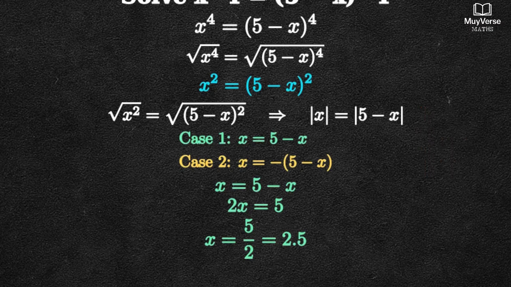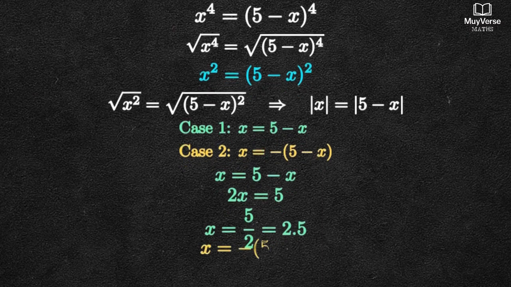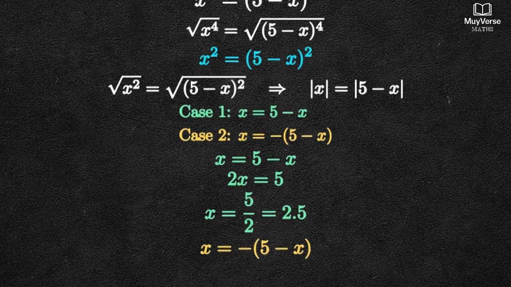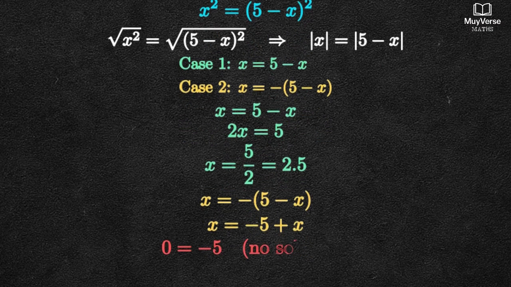Now case 2, x equals negative (5 minus x). Distribute the negative to get x equals negative 5 plus x. Subtract x from both sides. We obtain 0 equals negative 5, which is impossible. So case 2 gives no solution.